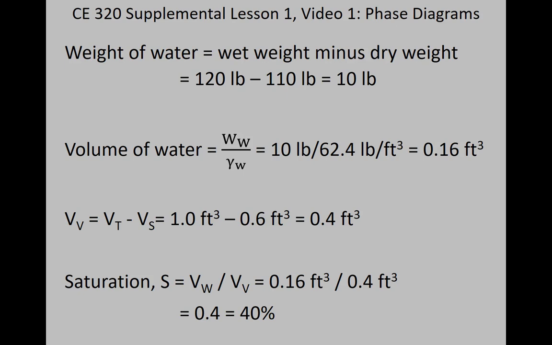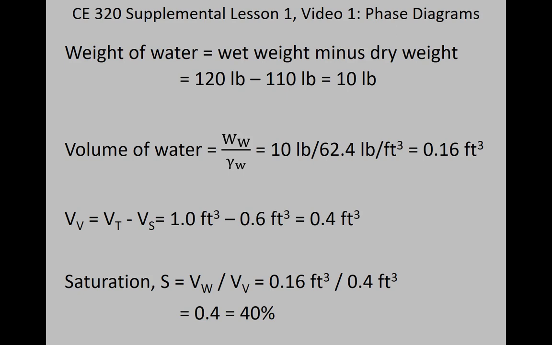The weight of water is simply the wet weight minus the dry weight. In this case, that's 10 pounds. And once we know the weight of water, we can divide it by its unit weight to get its volume. And that turns out to be 0.16 cubic feet.